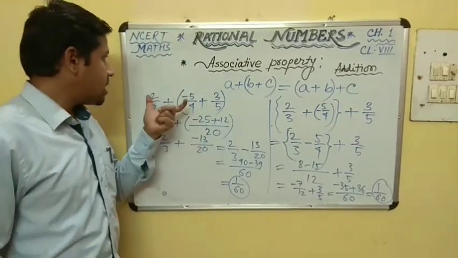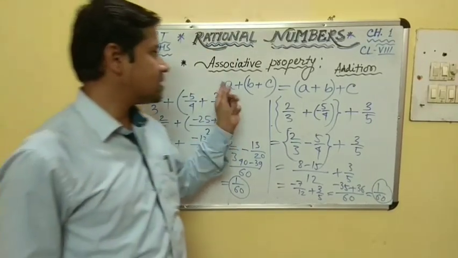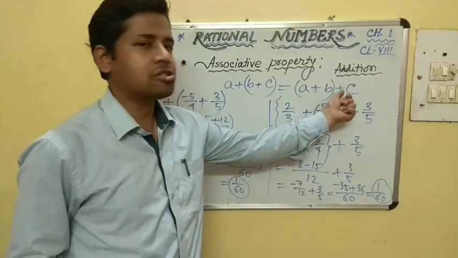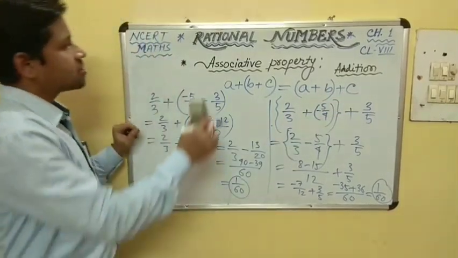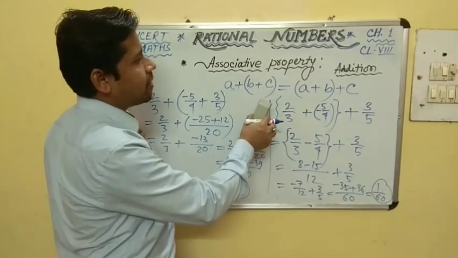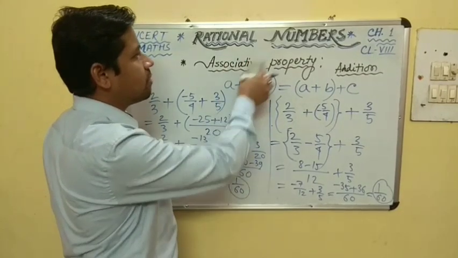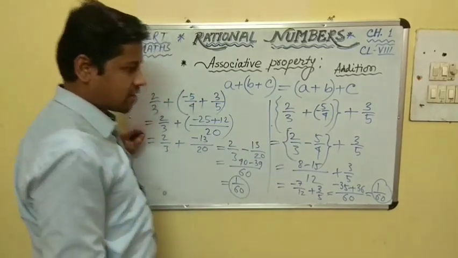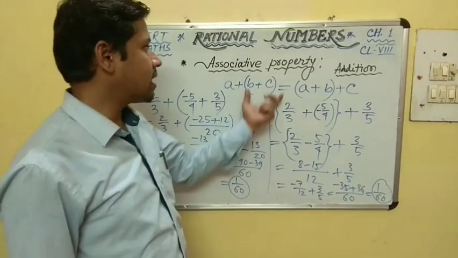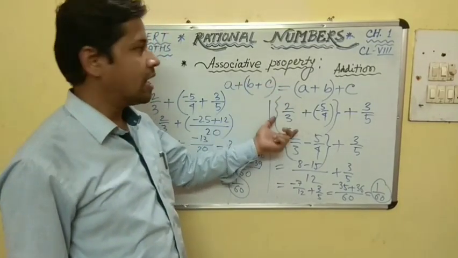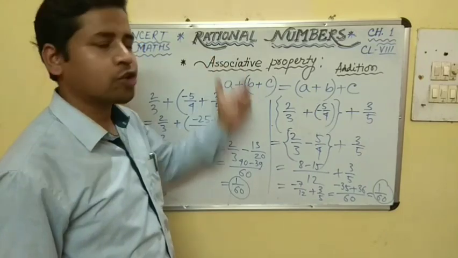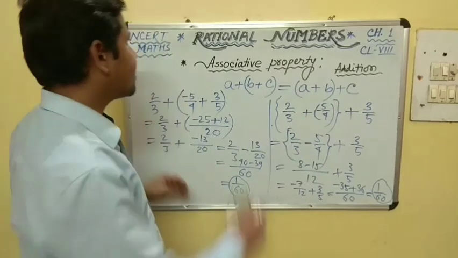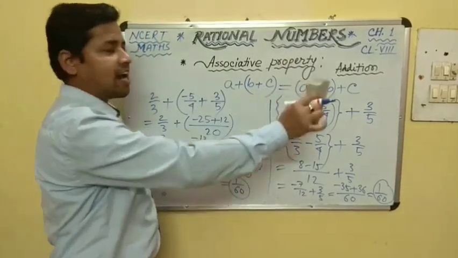That means rational numbers are satisfying this condition: a plus (b plus c) is equal to (a plus b) plus c. If this condition is satisfied, then we say that rational numbers are associative under addition. In both the cases we see that the results are equal, that means they satisfy this condition. This is the associativity of rational numbers in case of addition.